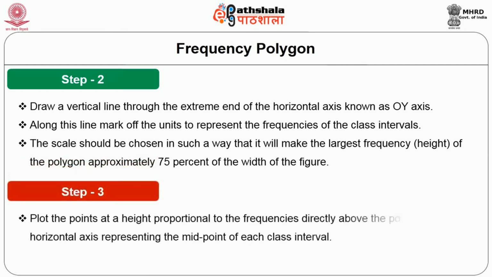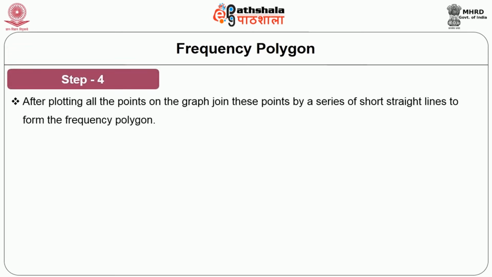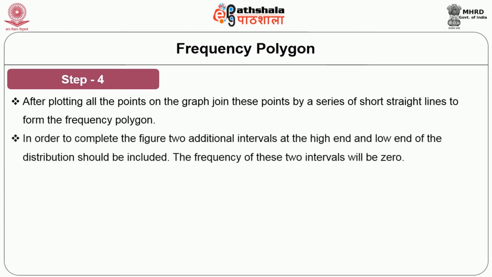Step 3. Plot the points at a height proportional to the frequencies directly above the point on the horizontal axis representing the midpoint of each class interval. Step 4. After plotting all the points on the graph, join these points by a series of short straight lines to form the frequency polygon. In order to complete the figure, two additional intervals at the high end and lower end of the distribution should be included. The frequency of these two intervals will be 0.